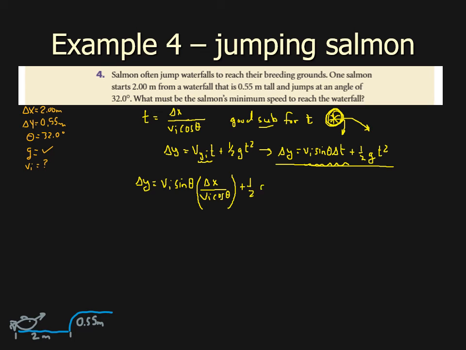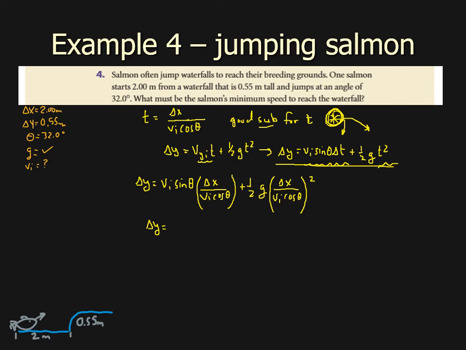Plus 1/2 gravity, and now I got to do the other time. It's the same substitution, but it's all squared now. And so what do we have? We have delta x over vi cosine of the angle. In this case, it's all squared. Oh, probably a little bit of simplification and distribution can go on now. So let me just drop down below and I will distribute and simplify.